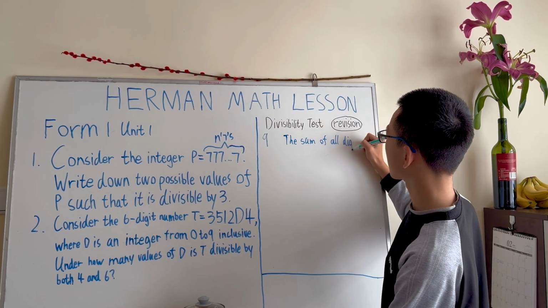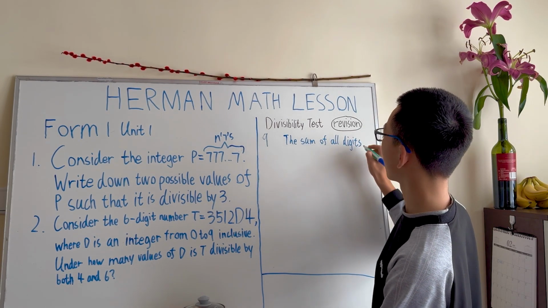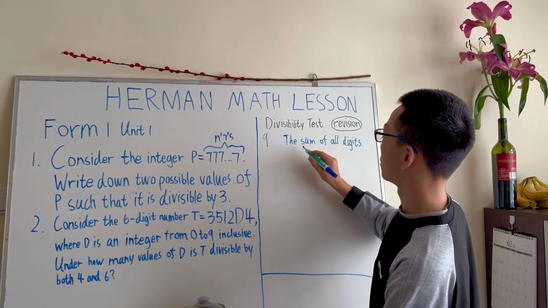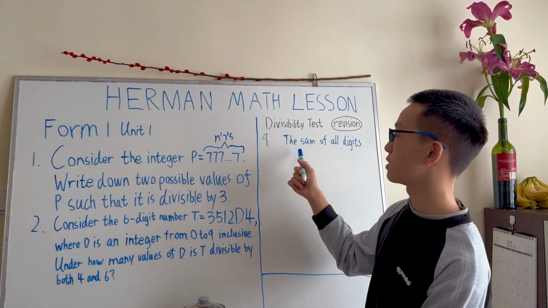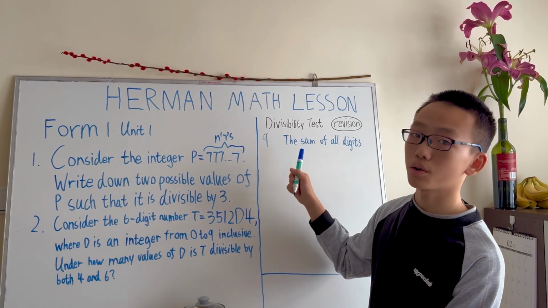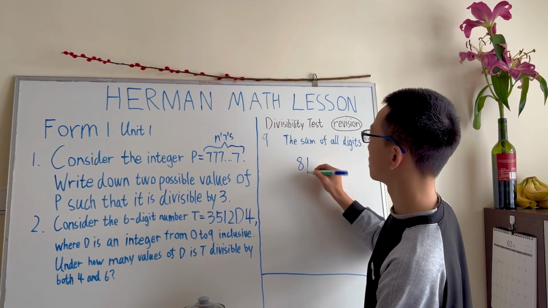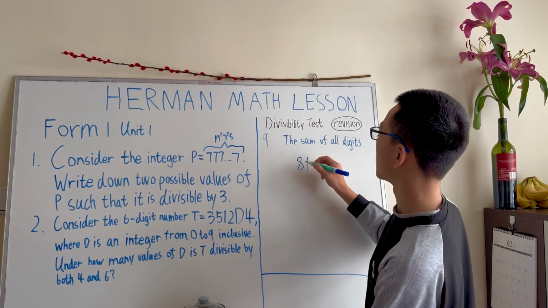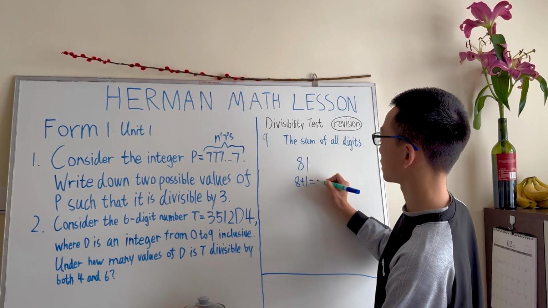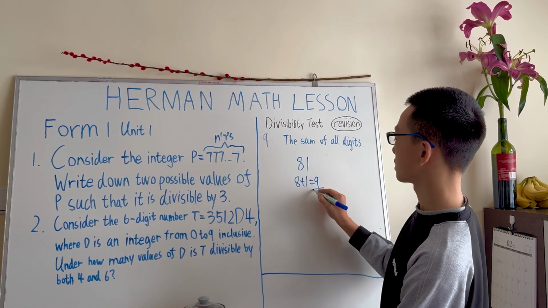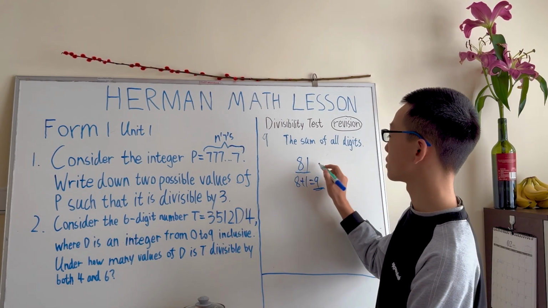So it is actually the same as 3, but we divide the sum of all digits by 9 to see if it is a multiple of 9. Like 81, we know that the sum of all digits, 8 plus 1, is 9, and it is a multiple of 9. So 81 is also a multiple of 9.